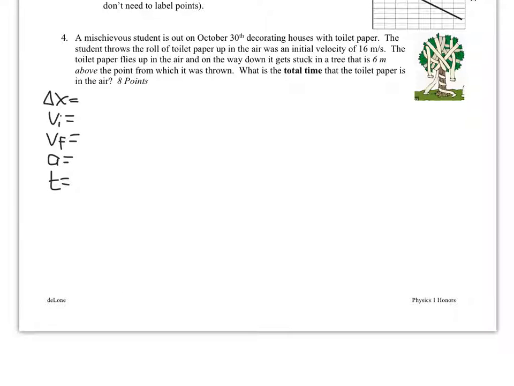Moving on to number 4 here, we have another free fall problem. This time it's toilet paper flying up in the air with some initial velocity of 16 meters per second and getting stuck in a tree. So first thing I'm going to do is put in my acceleration as negative 9.8 meters per second squared, because once again it's in free fall. And I'm going to once again draw the sketch of this off to the side here, so it goes up to the peak and then it falls back down, but it ends up landing here 6 meters above that point from which it started. This is not symmetrical.